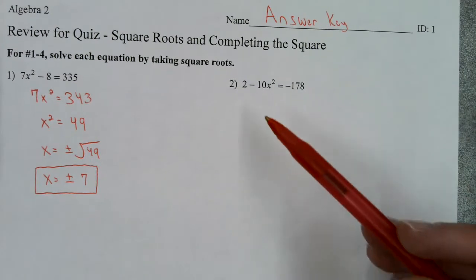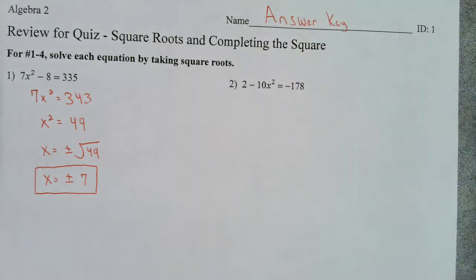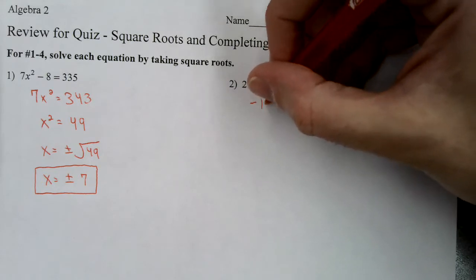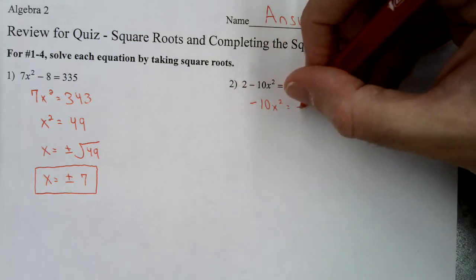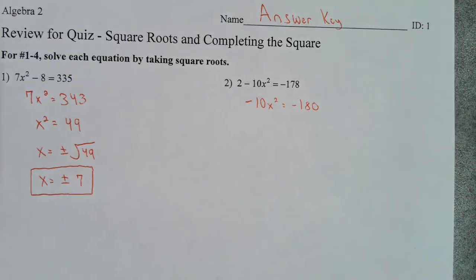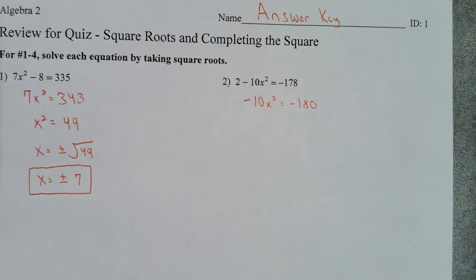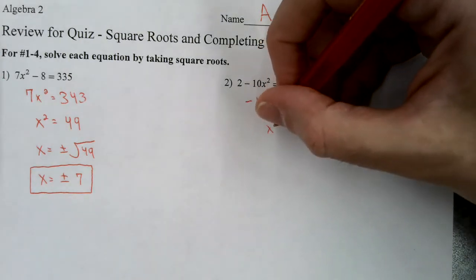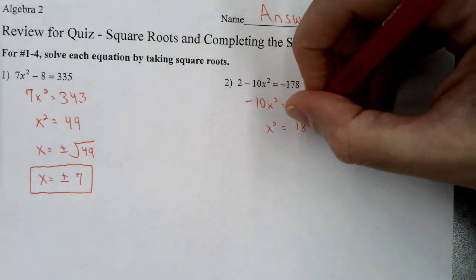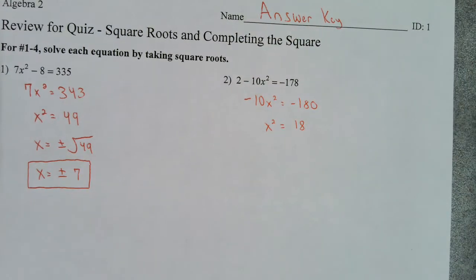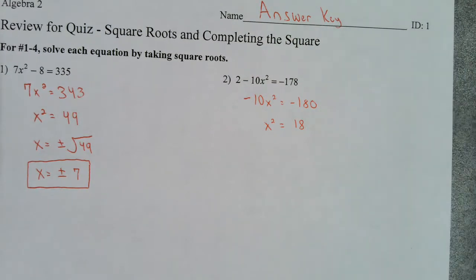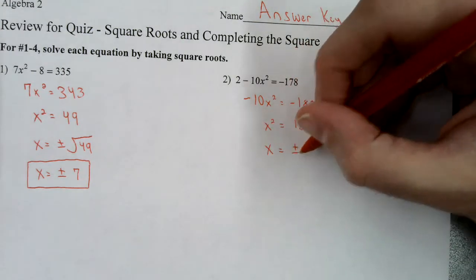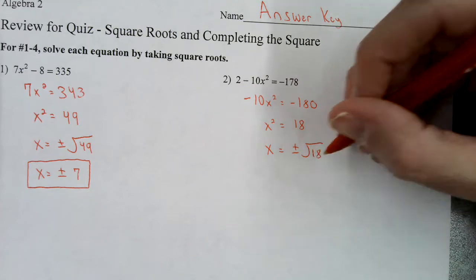Number 2, first thing you're going to do is subtract 2 on each side. So negative 10x squared equals negative 180. Then you're going to divide each side by negative 10. So you get x squared equals 18. Then you take the square root of each side. So x equals positive and negative square root of 18.